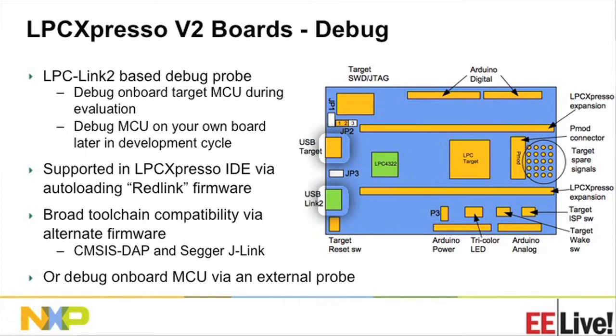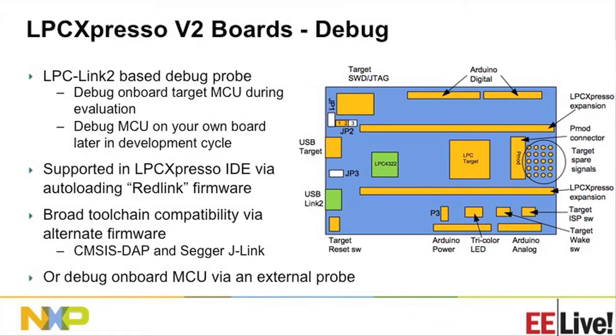So we basically have 2 USB connectors in this example. One is connected to the target MCU, the other one is the debug link. The debug link can be used in a number of different ways. First of all, during your evaluation cycle, you plug in your connector and you debug the target MCU. We can then also use it to debug an external MCU.